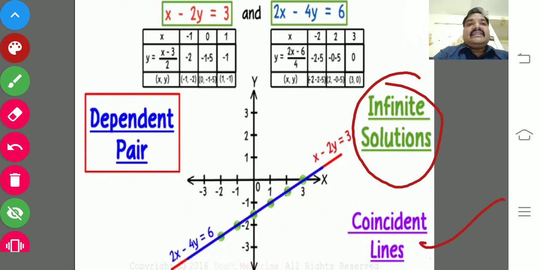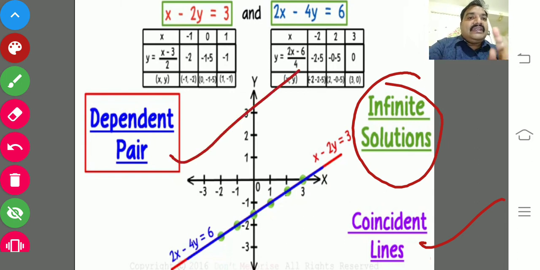These are the coincident lines, and this is nothing but a consistent, dependent pair. In consistent pairs, we have unique solutions. Dependent pairs in consistent are nothing but those with infinite solutions. But inconsistent is nothing but the case where we haven't any kind of solution. That is nothing but parallel lines. These three are very, very important. We have discussed three models graphically. What we have discussed, in the next slide you will get very clearly.